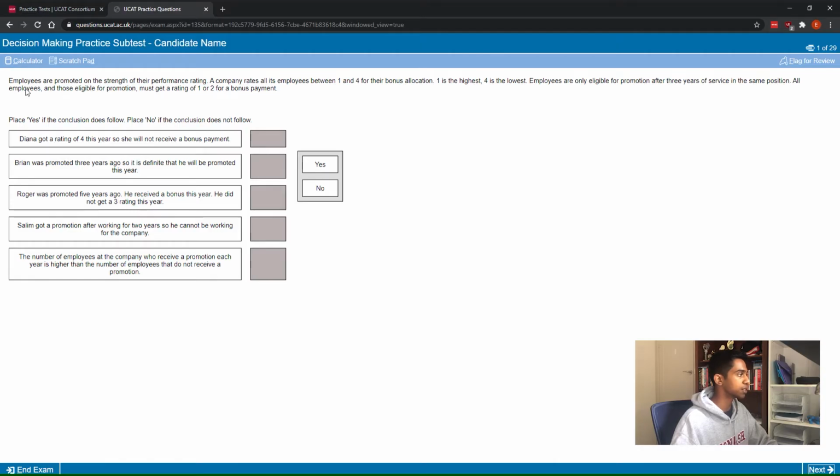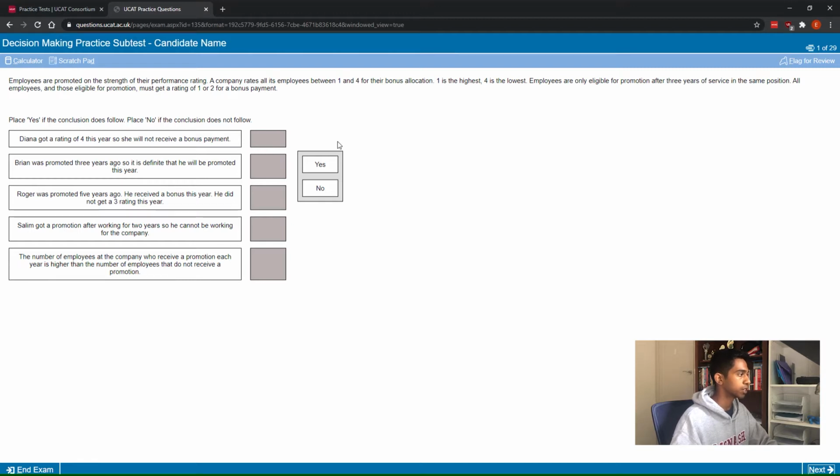So reading the stimulus: employees are promoted on the strength of their performance rating. A company rates all its employees between 1 and 4 for their bonus allocation. 1 is the highest, 4 is the lowest. Employees are only eligible for promotion after 3 years of service in the same position. All employees and those eligible for promotion must get a rating of 1 or 2 for a bonus payment.